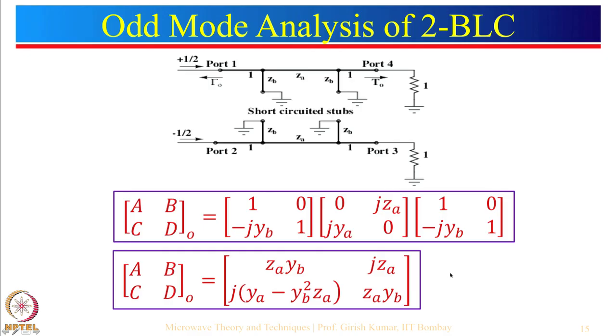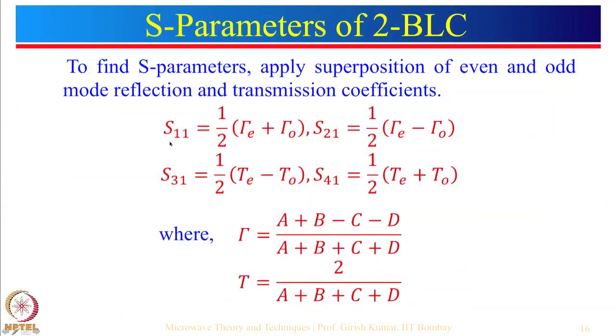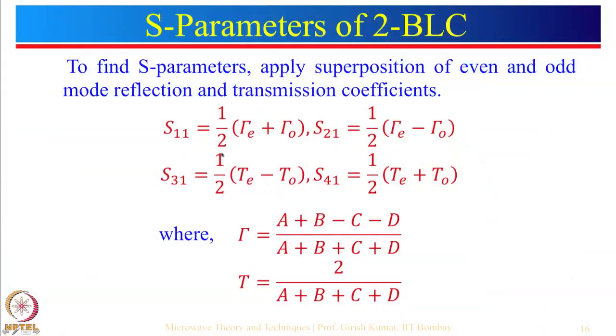Once we have done that, now we have to find the S parameters from these ABCD parameters. So, how do we do that now? We have to apply the principle of superposition. So, let us see S11. What will be S11 now? That will be half of, why are we taking half? Because it was 1 and then minus 1. When we did the analysis for even mode, it was plus 1 plus 1. So, that corresponds to gamma E. For odd mode, it is plus 1 minus 1. So, for S11, we have to add the two and take the average.